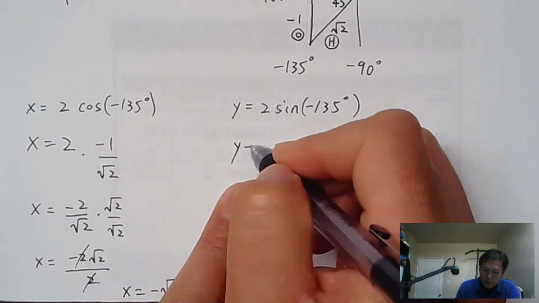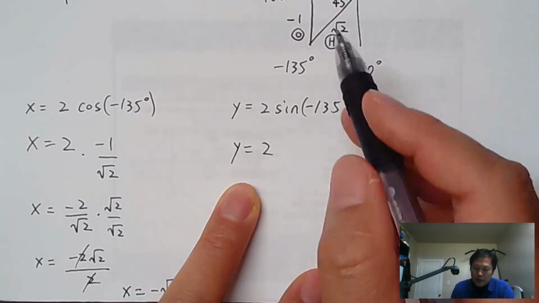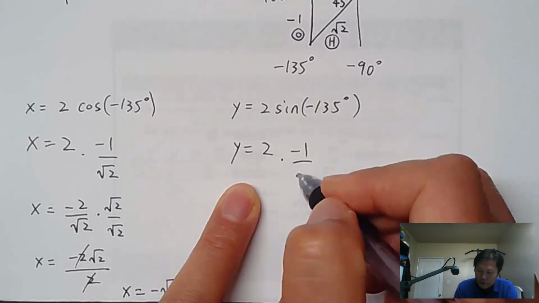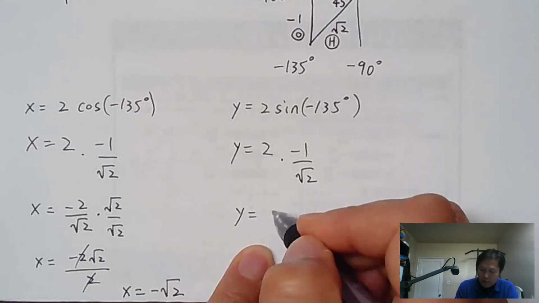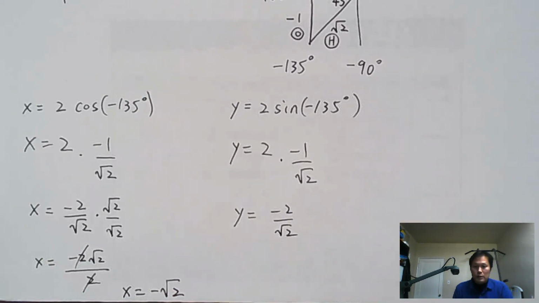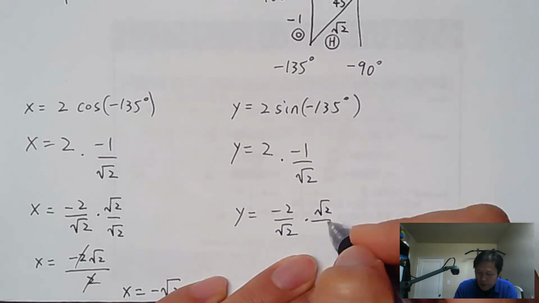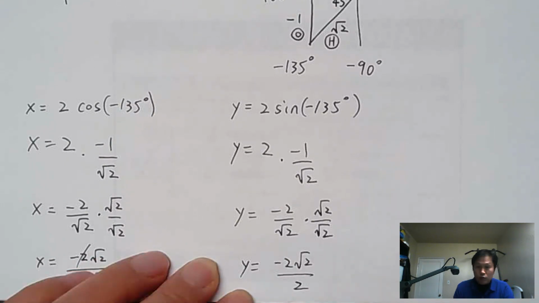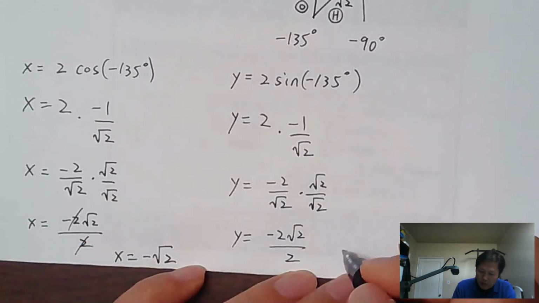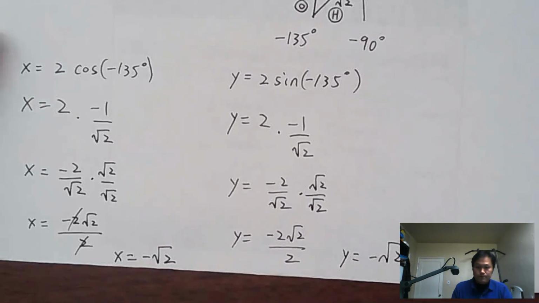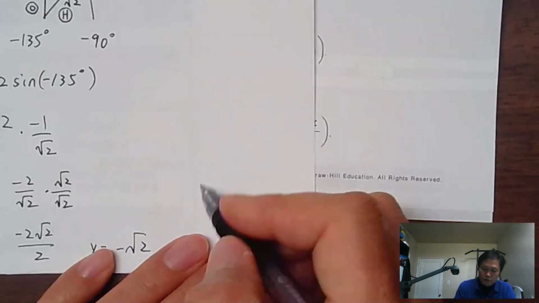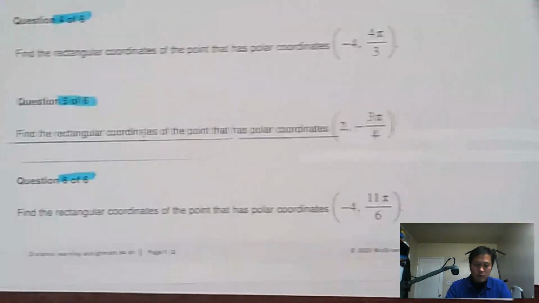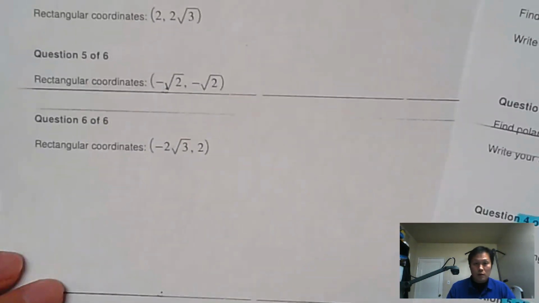Same thing here, y equal to 2 sine minus 135, so it should be multiplied by minus 1 over square root of 2. So y is going to be minus 2 over square root of 2. Same thing, you have to rationalize, multiply by square root of 2 over square root of 2. Y is going to be minus 2 square root of 2 over 2. Cancel 2 out. Y is going to be minus square root of 2. So your final answer should be minus square root of 2, minus square root of 2, and that will be the answer.